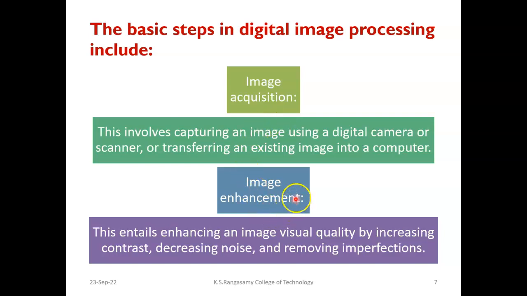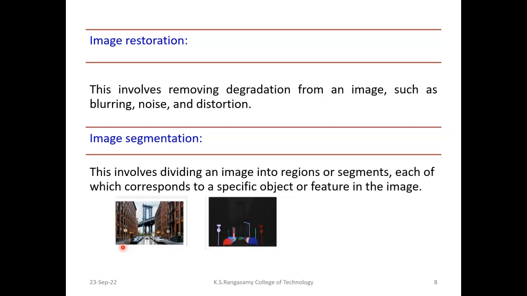The second one is image enhancement. Here, we enhance image visual quality by increasing contrast, decreasing noise, and removing imperfection spots. Next, the third one is image restoration. Here, we remove degradation from an image, such as blurring, noise, and distortions. These spots are removed in this particular step.